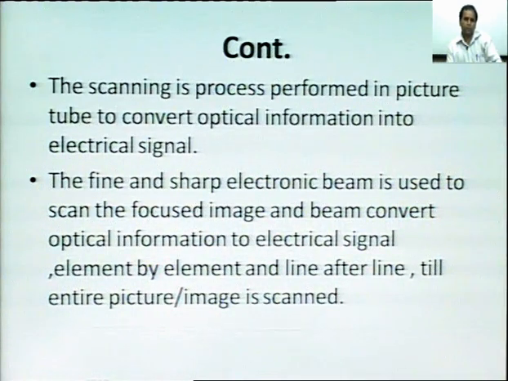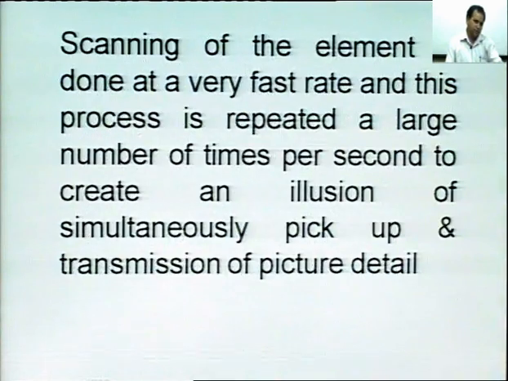Scanning is a process performed in the picture tube to convert optical information into an electrical signal. A fine and sharp electron beam is used to scan the focused image, and the beam converts the optical information to an electrical signal element by element and line after line till the entire picture or image is scanned. Scanning of elements is done at a very fast rate, and this process is repeated a large number of times per second to create an illusion of simultaneous pickup and transmission of the picture detail. This is called the illusion of continuity.